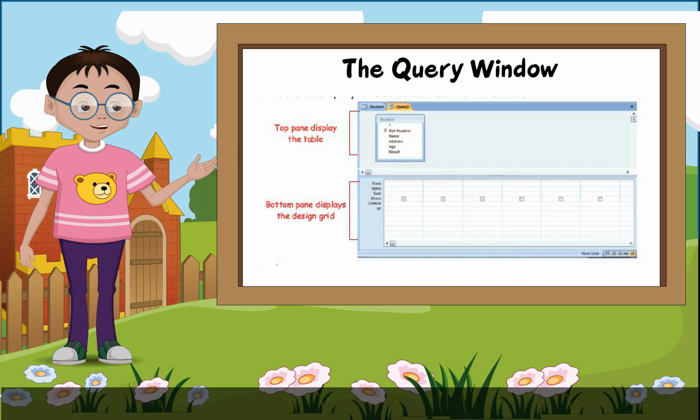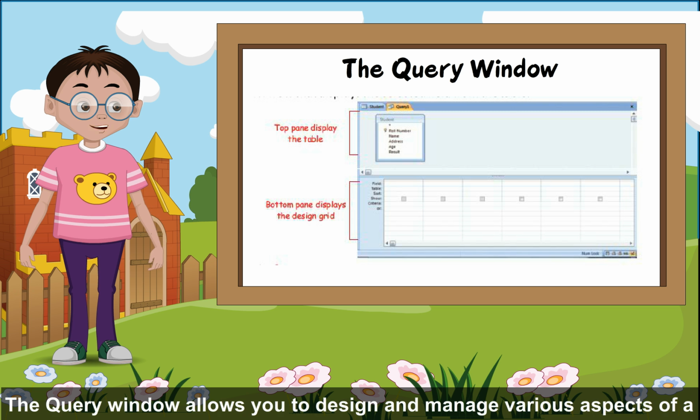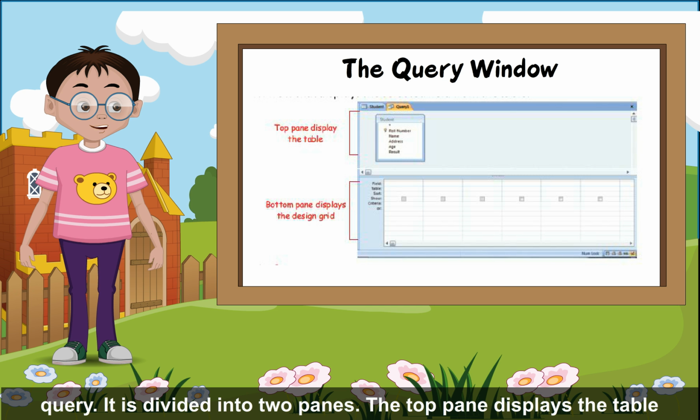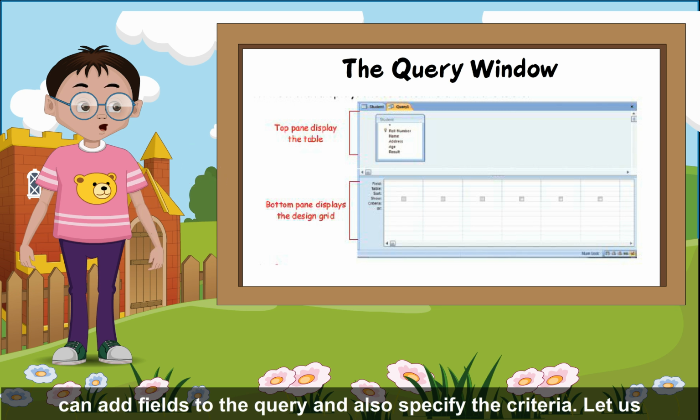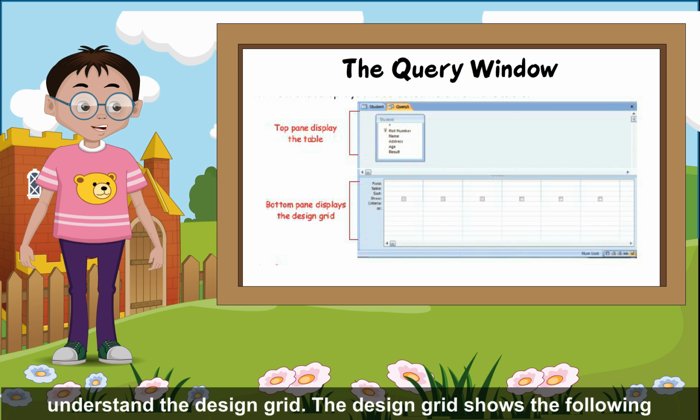The Query window. The Query window allows you to design and manage various aspects of a query. It is divided into two panes. The top pane displays the table selected for the query. The bottom pane displays a design grid where you can add fields to the query and also specify the criteria. Let us understand the design grid.